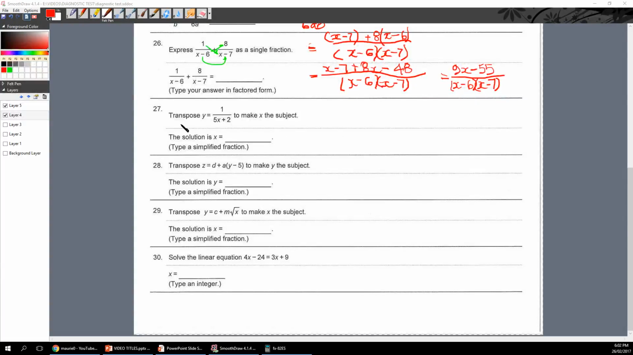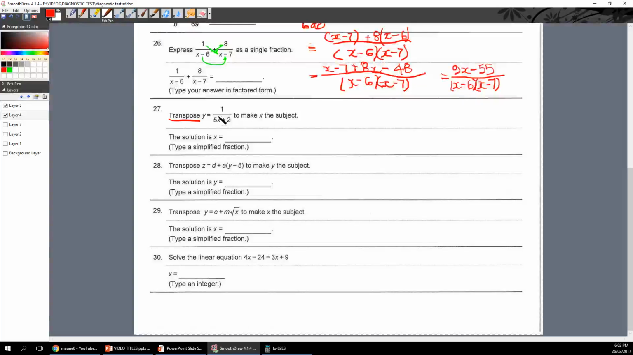Transpose to make x the subject. So yeah, that just means make x the subject. Transpose is just a fancy maths word that you probably need to understand, but it just means manipulate and shift things around. So what we've got here is y equals 1 over 5x plus 2. What we want to do is make it x equals something, x on one side on its own, and all the other terms on the other side.